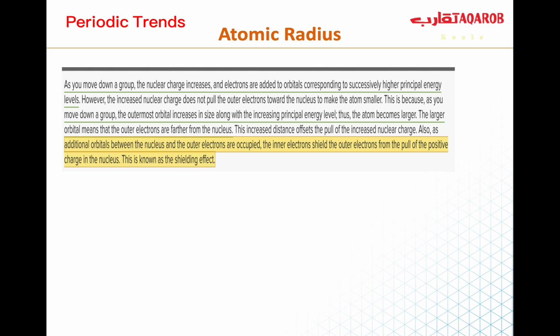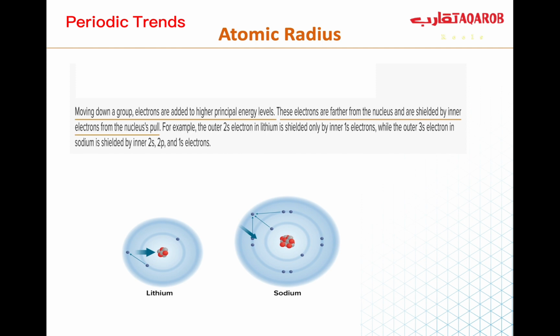Also, as additional orbitals between the nucleus and the outer electrons are occupied, the inner electrons shield the outer electrons from the pull of the positive charge in the nucleus. This is known as the shielding effect. Moving down a group, electrons are added to higher principal energy levels. As I said, these electrons are farther from the nucleus and are shielded by inner electrons from the nucleus pull.